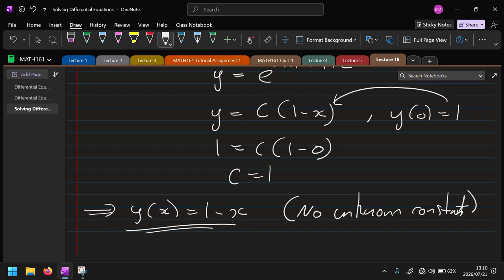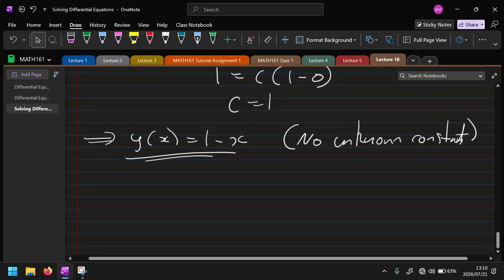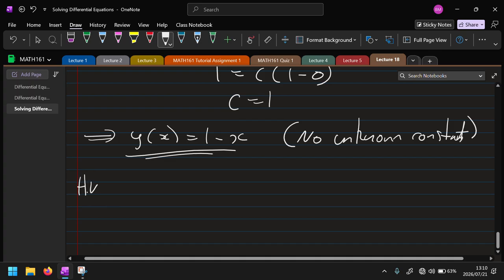Okay. So it's not a family of solutions like we had before. It's just one solution, this one. Okay. Any questions for this one? You're all good. Okay. Let's do one homework problem just to try out, and then we'll carry on Thursday.